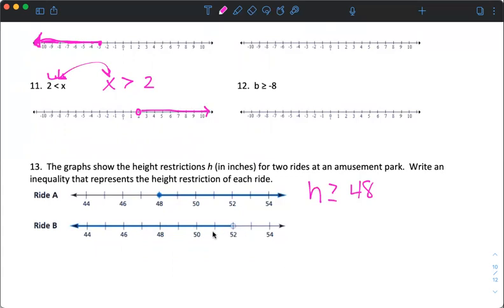Ride B, this is probably a little kid ride. So the height of the individual has to be less than 52 inches, not including 52. So H is less than 52, where this means that it's not including 52, but up to 52 inches. Those are the people that can ride the ride.